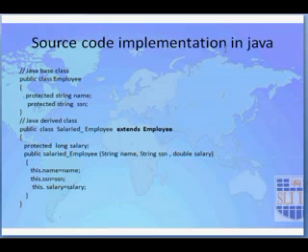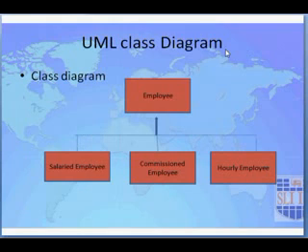In this source code, the employee class is the superclass, and the salaried employee class is the subclass. Name and SSN are attributes of the employee that the salaried employee class inherits. So all the attributes in the superclass can be accessed by the subclass. That is the main thing in inheritance. This is a UML class diagram. A salaried employee is an employee. A commission employee is an employee. An hourly employee is an employee.